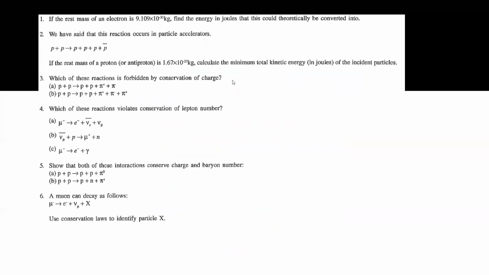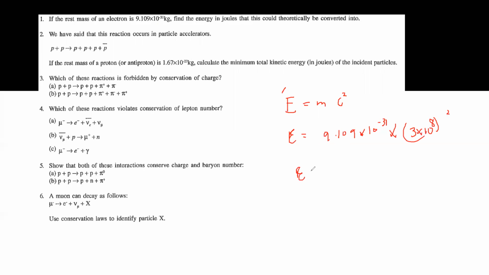So another question. If the rest mass of electron is 9.1 exponent minus 31, find the energy in joules, and this could be theoretically converted into a photon. So how to find energy? We have the formula E is equal to mc square. E is the energy which is produced, m is the mass, so mass is equal to 9.11 exponent minus 31 kilogram multiplied by speed of light square. So speed of light is 3 exponent 8 and then square. When you multiply, you will get this energy in joules.